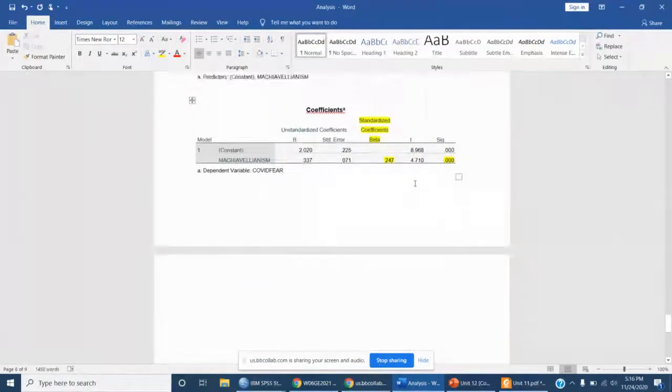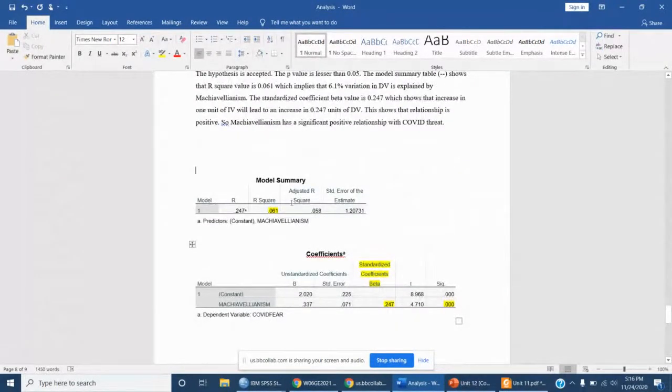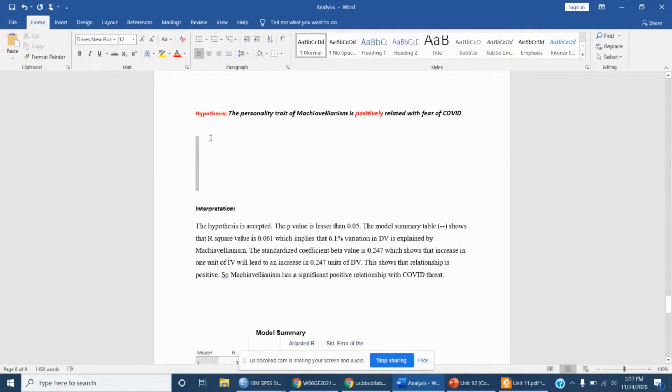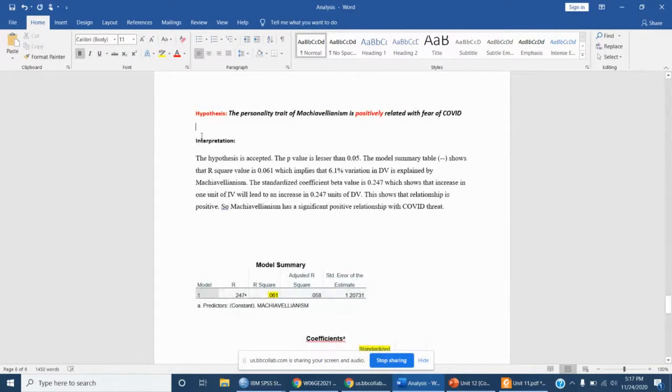I have copied these tables and I have pasted them here. So these are the two tables which are very important for me. Why are these tables important for me? Because they give me the information regarding my regression analysis. First of all, just see how I have interpreted my table.